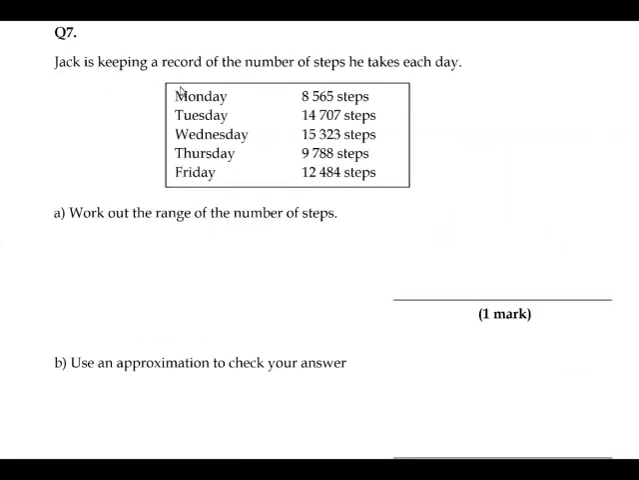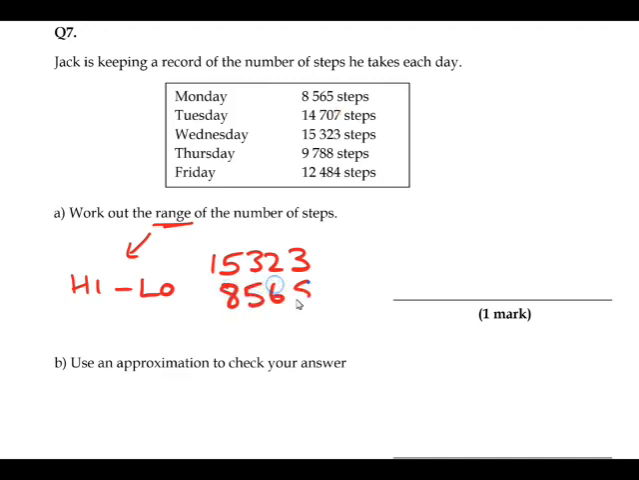Question 7. Jack is keeping a record of the number of steps he takes each day, and here's a count of his steps for each day. Work out the range of the number of steps. So you need to remember that range is the highest number, take away the lowest. So looking down our list, 15,323 is the highest, and our lowest number is 8,565. And we're going to subtract the two.